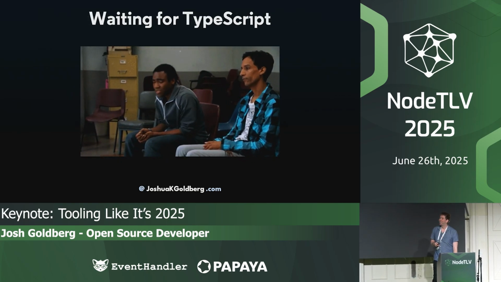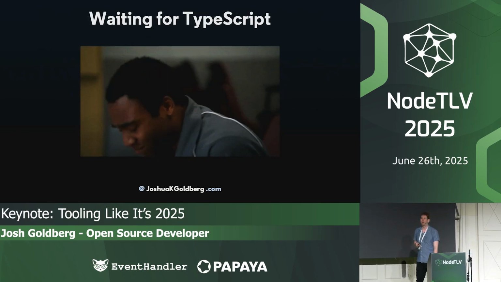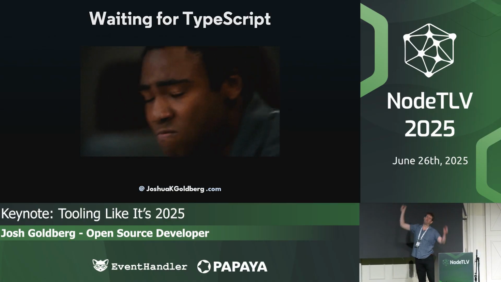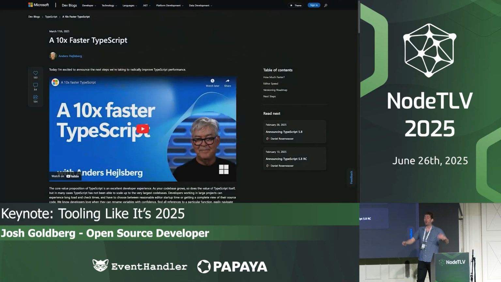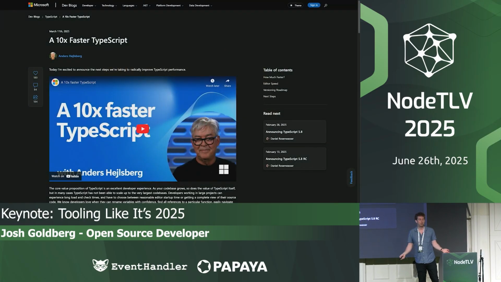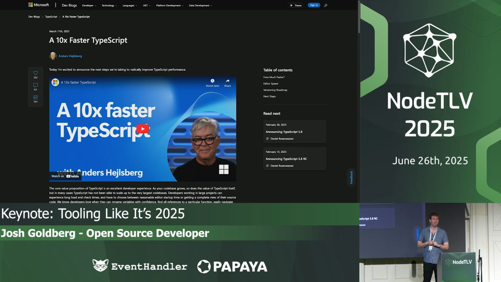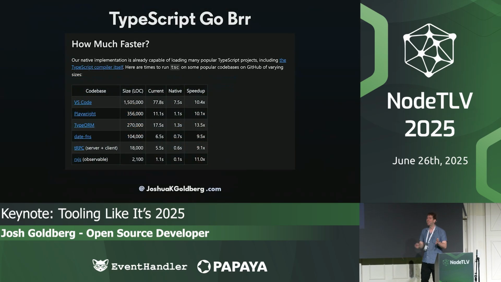Speed. TypeScript is fine for small code bases, but at scale, oh my God. So they are rewriting TypeScript in Go. Pardon me, they're porting TypeScript to Go. And actually, Daniel Rosenwasser gave a great talk at React Next yesterday on this. But skipping over the details, it is absurd. It is 10 times faster.